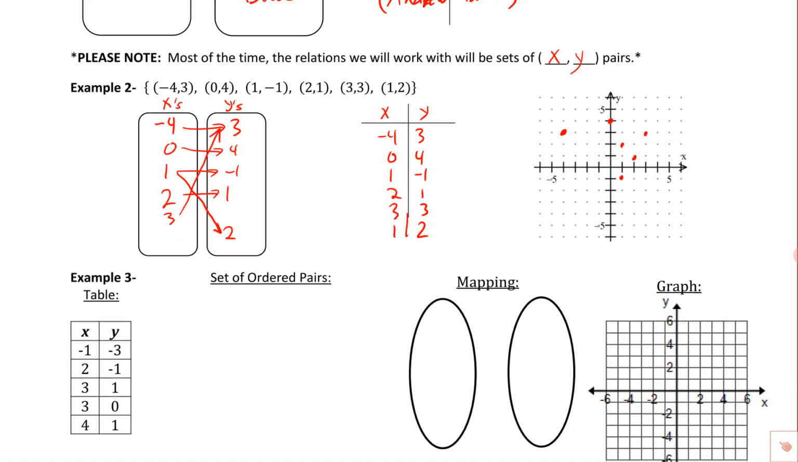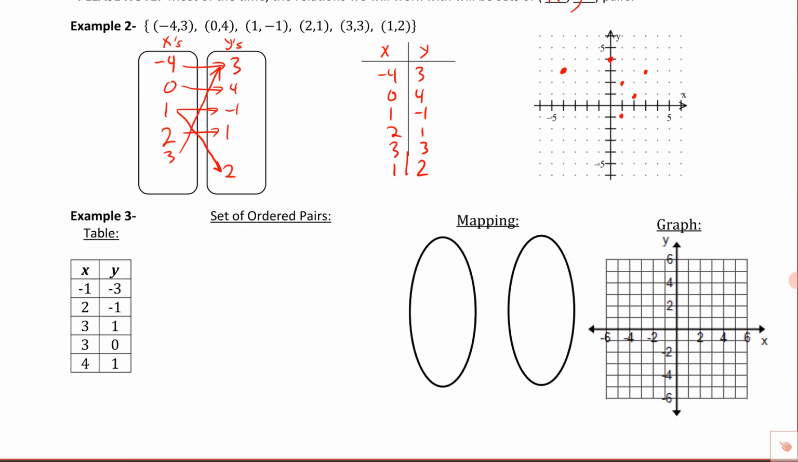So let's take a look at the next example. You'll notice that we're given a table first, then we're going to write down a set of ordered pairs, a mapping, and then finally a graph. So let's go ahead and write down the set brackets. So we'll do this, and then we've got -1, -3. The next one would be 2, -1. The next one is 3, 1. The next one is 3, 0. And the last one is 4, 1. Close the set of parentheses on the ordered pair, and then we're going to put the closing set brackets. So they look kind of like that. And again, mine look kind of crappy, but do your best there.